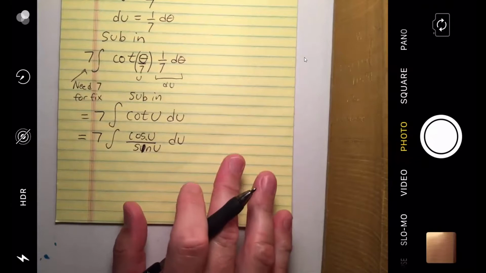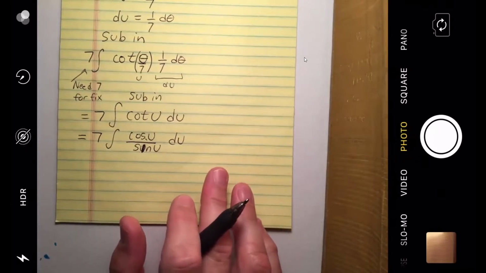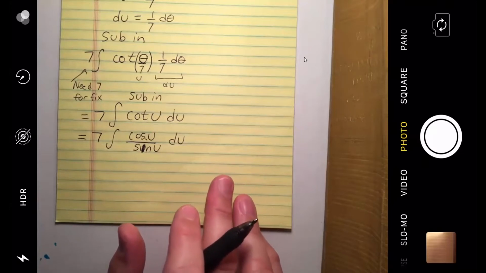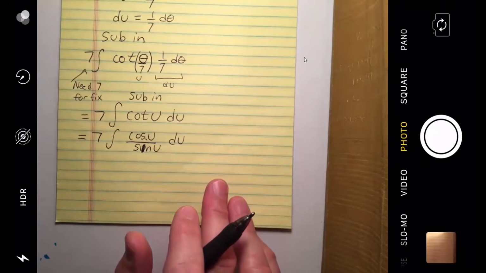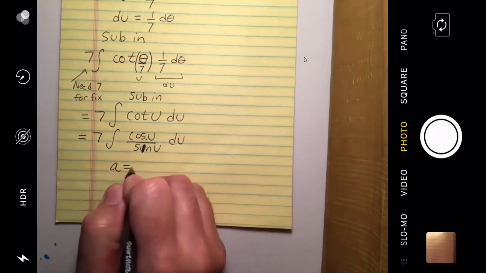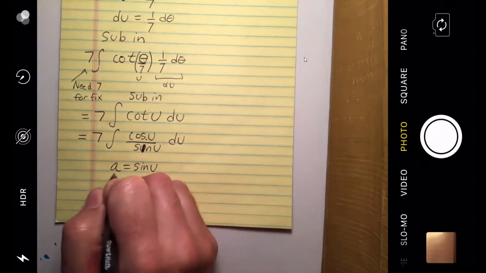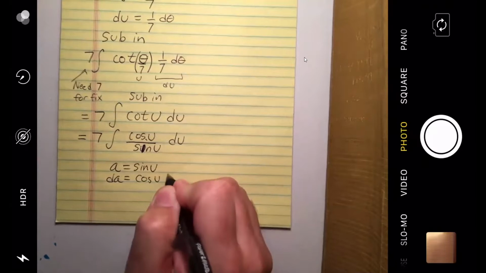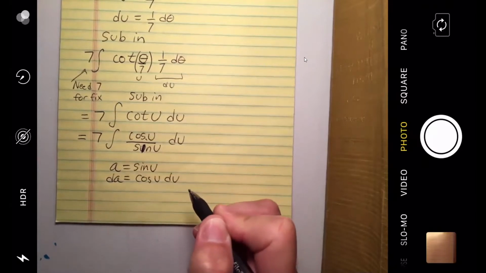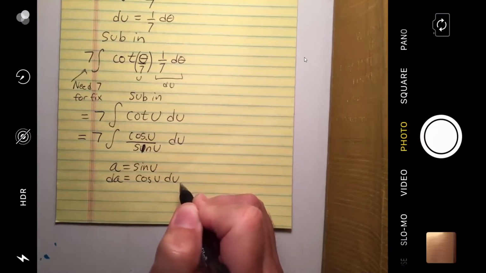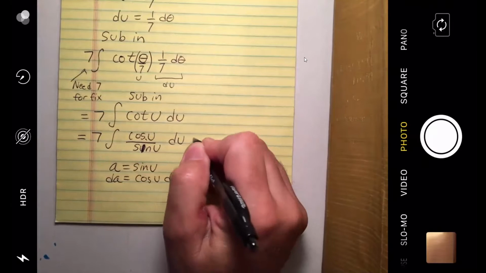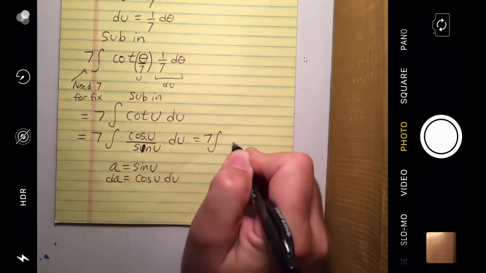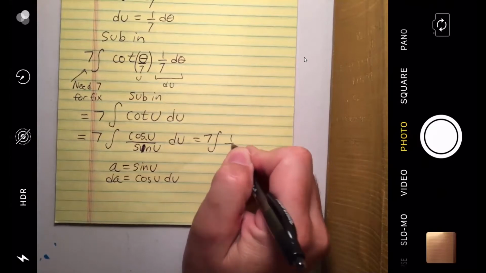Okay, now I need another kind of substitution. I'm going to play the same game, but I need another letter. I guess I'll use A. Like A is sine u, dA, cosine u, du. And on this, I don't need a fix. I can write this as 7 integral 1 over A dA. So my A goes in for sine u, and my dA is my cosine u du.